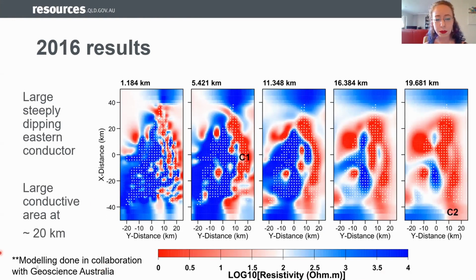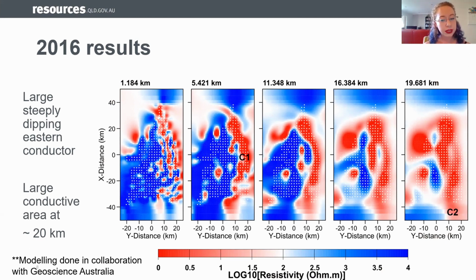So again, modelling done in collaboration with GA. What I've done here is selected out a number of slices down through the 3D model, starting from the near surface on the left and stepping down through to about 20 kilometres depth. This is probably the maximum extent of the resolution for this survey, partly because of data quality, partly because of the size of the array.